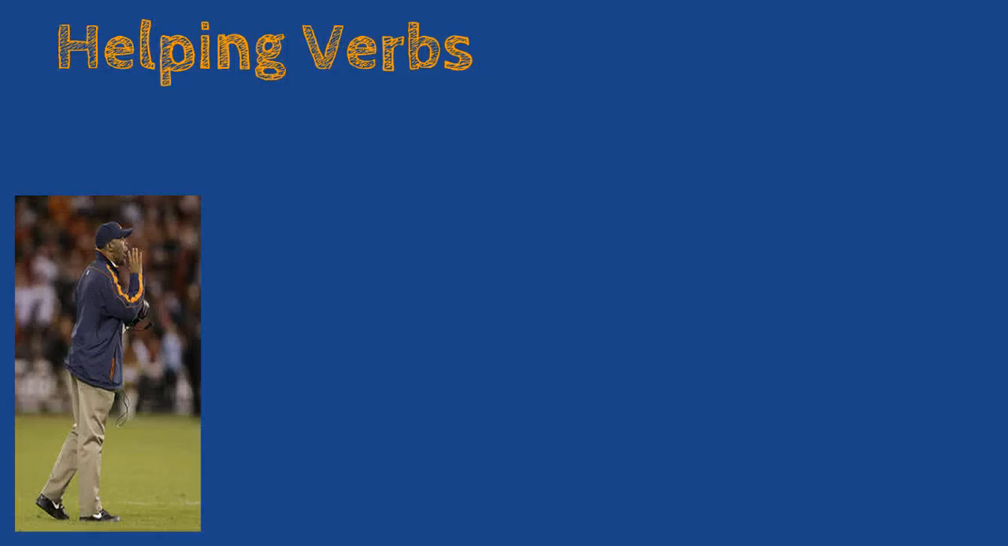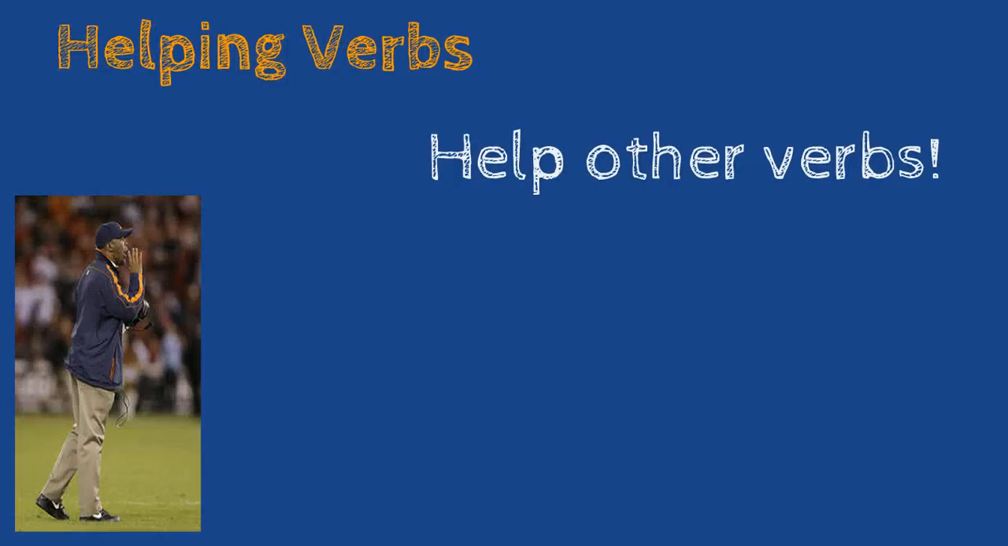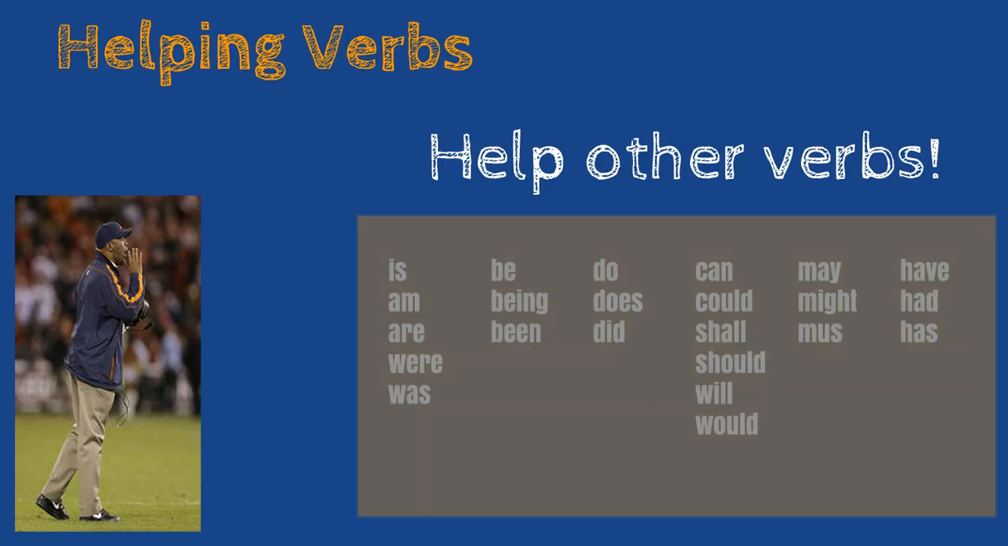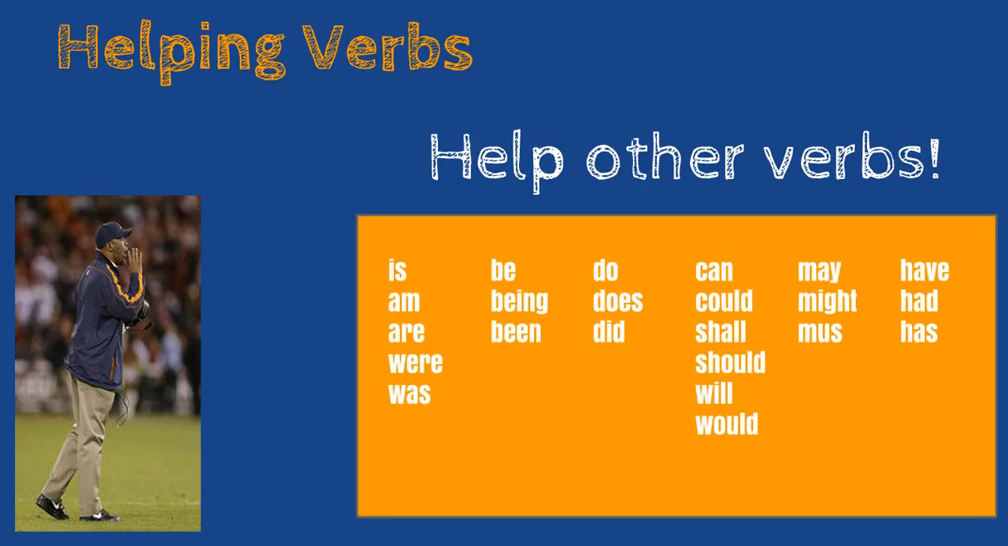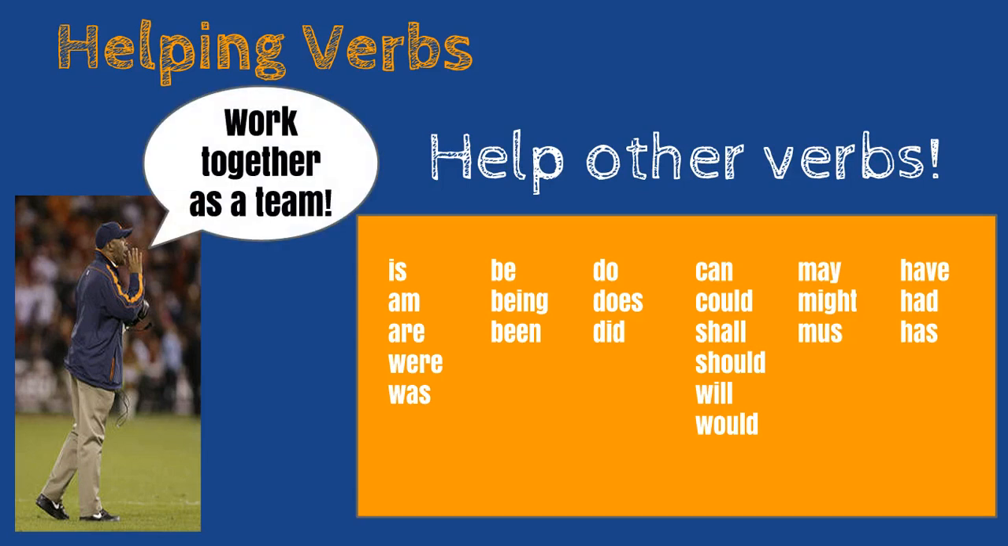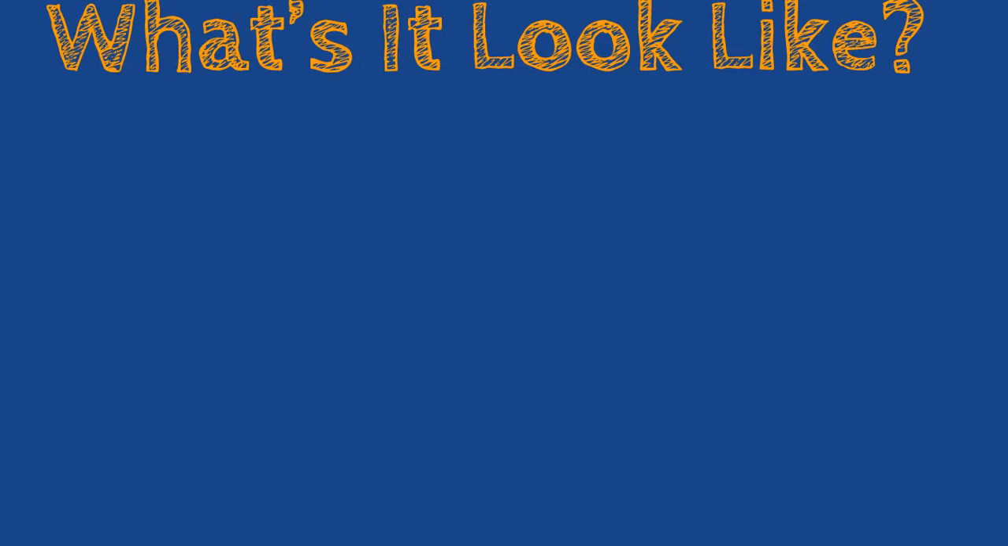All right, now let's talk about helping verbs for a couple minutes. These are our team players. They like to help other verbs. And there are 23 of them. I want you to write these down, and you need to memorize them. These are words you know, but this is a reasonable task. You need to know that these are, in fact, helping verbs. And a helping verb has to be present with another verb in order to work. It's helping other verbs. So it looks like this.